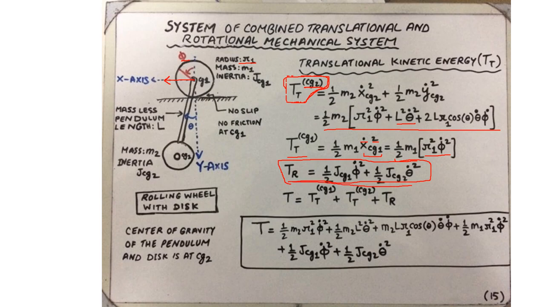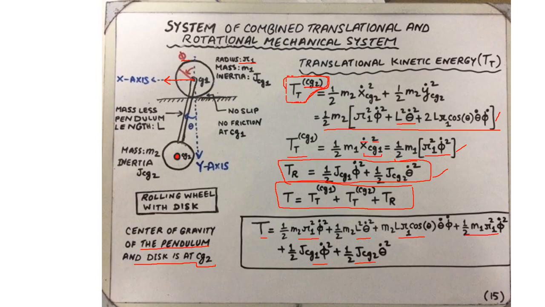And finally, we can write down the expression of the total kinetic energy of the system, which is expectedly complex and contains as many as 1, 2, 3, 4, 5, and 6 terms. So we combine all of these terms, we add them together, and we arrive at the expression of the total kinetic energy of the system. And as a side note, remember that the center of gravity of the pendulum and the disk is at CG2. So this is where the entire mass of the pendulum and the disk appears to act.